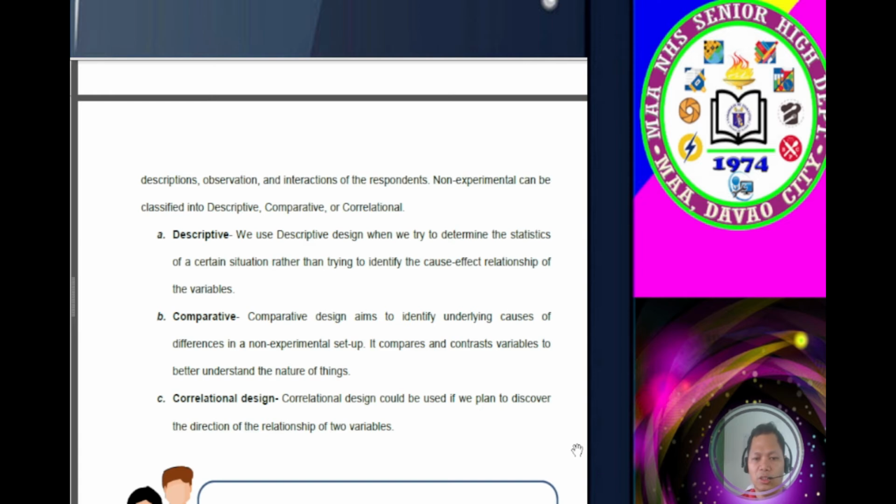Then lastly, we have the correlational design. Correlational design could be used if you plan to discover a direct relationship of two variables. Example, if you want to determine if there is a relationship between your nutrition and your mental abilities, you are trying to establish a relationship, so you will use that design. Another, if you would like to determine if there's a relationship between study habits and your grades, you can employ correlational research design. I hope it is clear to you the difference between the five research designs.